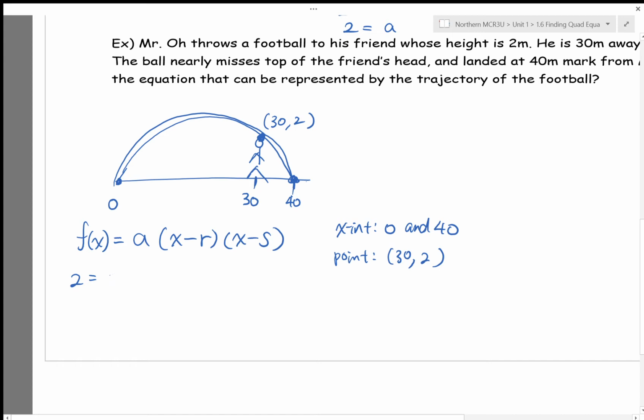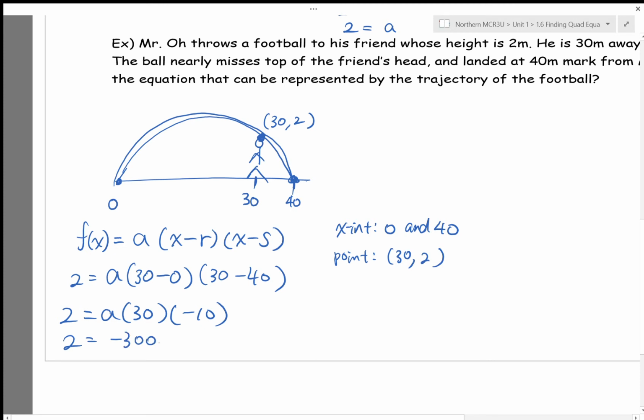Then the rest becomes the same. So it becomes 2 equals, I'm just going to put everything at once, a, then instead of x minus, I'll just put 30 minus 0, and then 30 minus 40. So I put these 2 points at once, okay? So then this becomes a times 30 times negative 10. So it will be negative 300a equals 2. So this gives me that a is negative 2 over 300, which is negative 1 over 150. And then we're pretty much done.